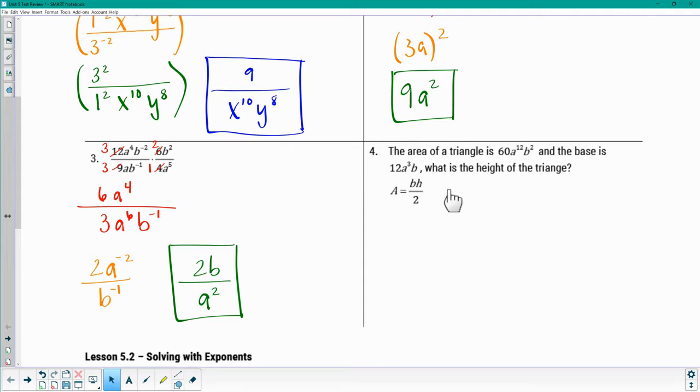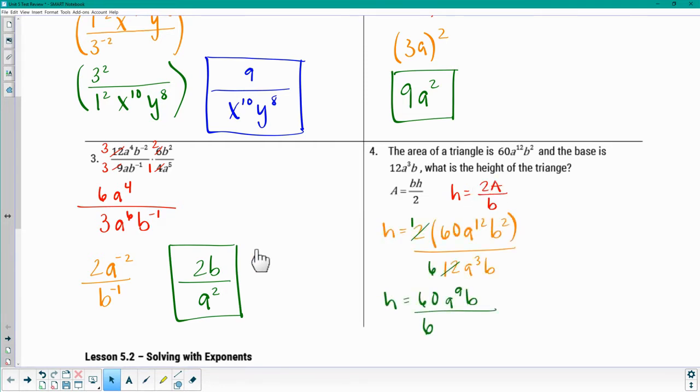For number 4, we are going to set up an equation that searches for height. So all I did was multiply both sides by 2 and then divide by b. So height should be equivalent to 2a over b. I'm going to plug in what I know. So I have 260 a to the 12th b squared all over 12a cubed b.